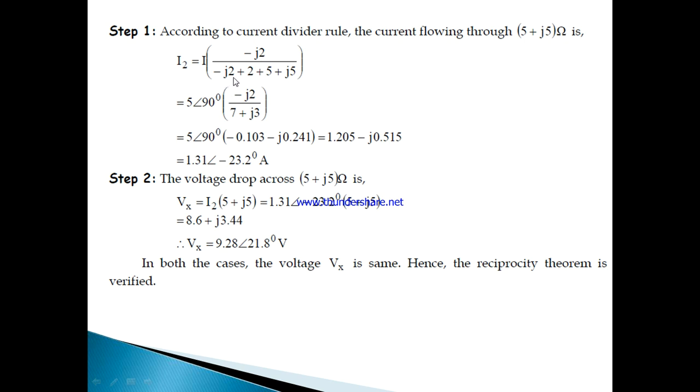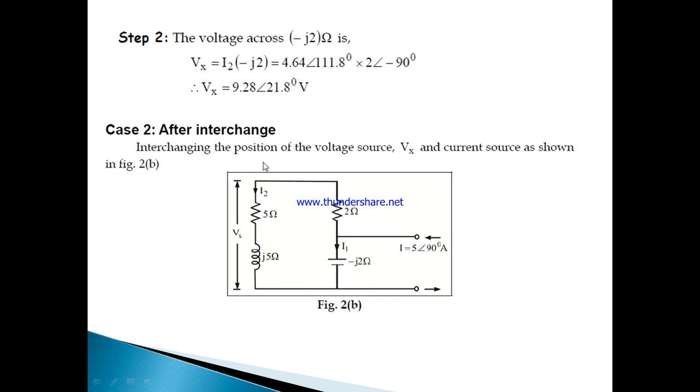There are two parallel branches, and this is the total impedance of the two parallel branches. So I substituted this input current and these two values and simplified the expression. Finally I got I2 current equals 1.31 at an angle of minus 23.2 degrees amperes. So now I know the current which is flowing through the 5 plus J5 ohm impedance.